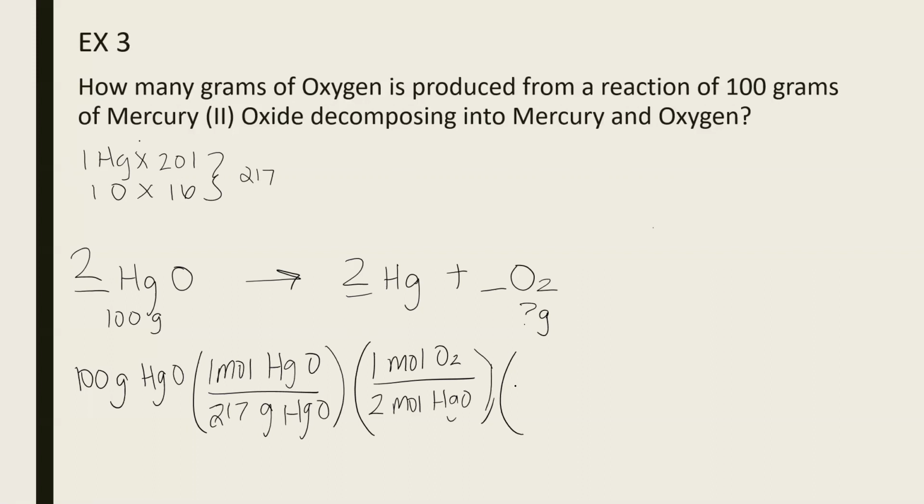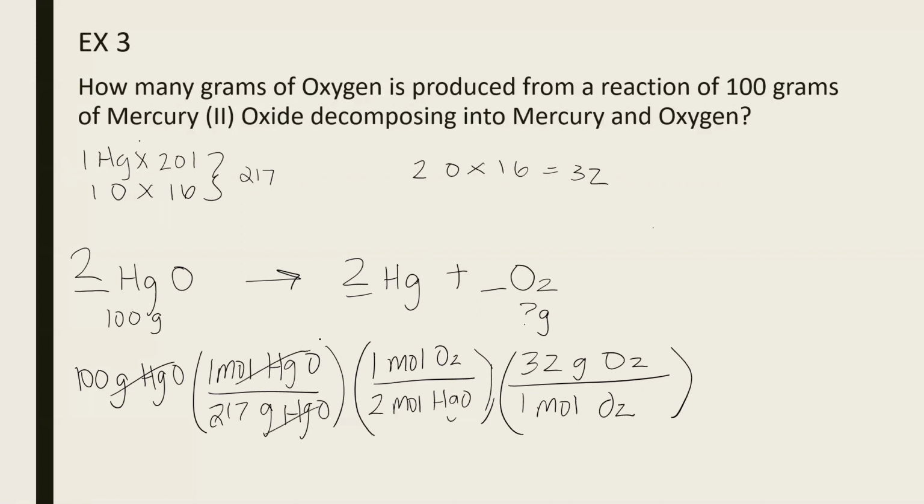And then 1 mole of my unknown. Molar mass of my unknown, I have 2 oxygens at 16 each, gives me 32. Shocking, I'm going to check. Grams of mercury oxide cancels out grams of mercury oxide. Moles of mercury oxide cancels out moles of the same. Moles of oxygen cancels out moles of oxygen, and I'm finding grams of oxygen. So, in your calculator, 100 times 1 divided by 217 times 1 divided by 2 times 32 divided by 1.